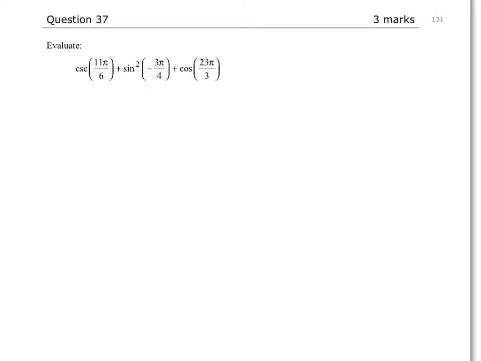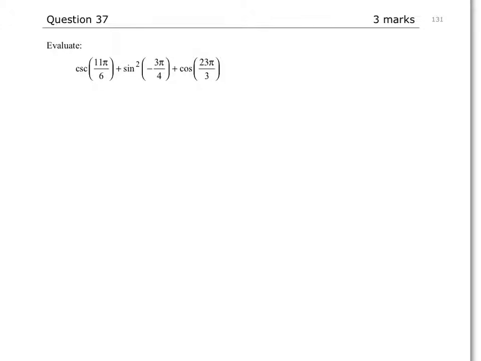Question 37. Evaluate cosecant 11 pi over 6 plus sine squared of minus 3 pi over 4 plus cos of 23 pi over 3. So in order to evaluate this trigonometric expression, there's two things that we must consider.